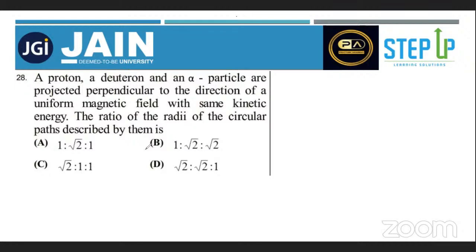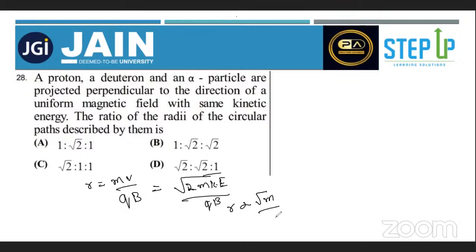Okay. So the formula we'll be using here is R equals mv by qB. So mv I can write in the form of root of 2m times kinetic energy, upon qB. From this, the important thing is that R is proportional to root over m upon q, because uniform magnetic field and same kinetic energy. So both are the same. 2 is anyway constant.